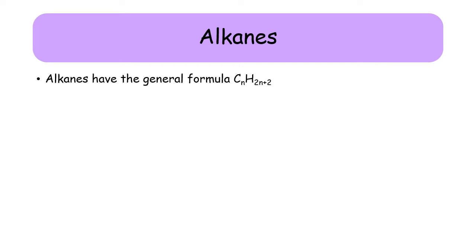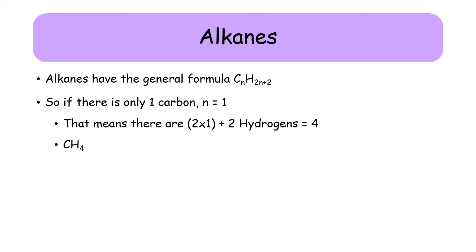Now, alkanes have the general formula CnH2n+2, which actually seems like a complicated thing. And you do have to be able to write that down, CnH2n+2. But what that means is for every carbon atom in the structure, say if it has 1 carbon, you have to work out the number of hydrogens by taking the number of carbons, n, multiplying it by 2, and then adding on 2.